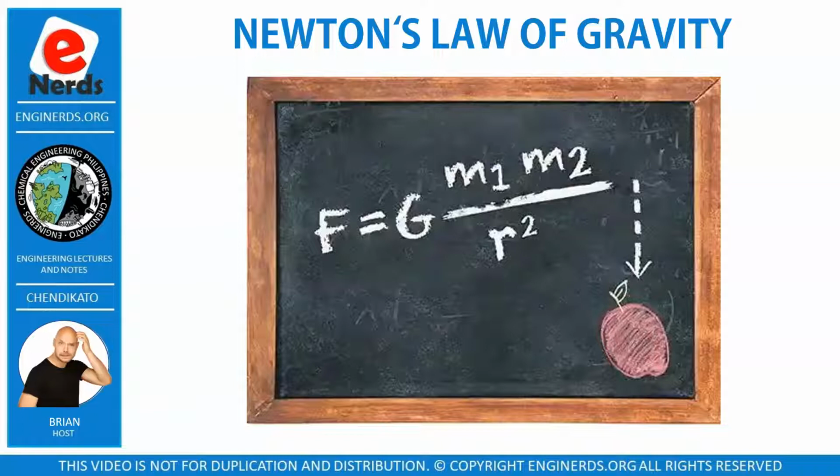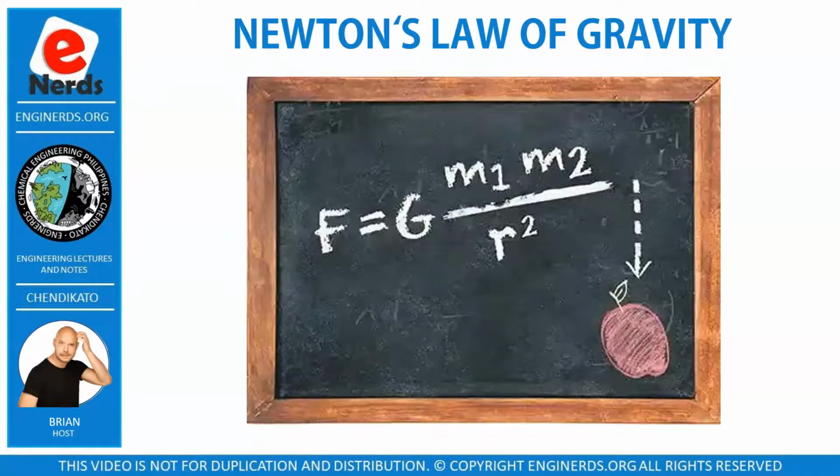For the physics enthusiasts out there, we will now be talking about Newton's law of gravitation. Newton's law of universal gravitation states that every particle attracts every other particle in the universe with a force which is directly proportional to the product of their masses and inversely proportional to the square of the distance between their centers. Newton's law of gravity is one of the most fundamental equations in physics.